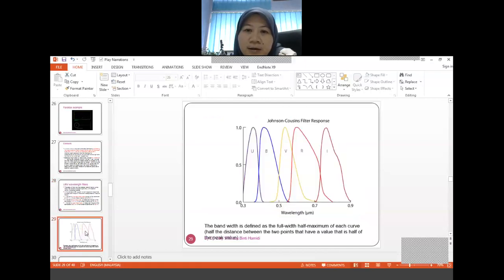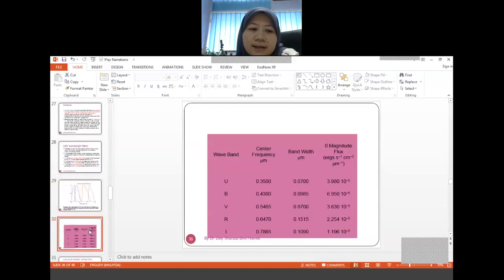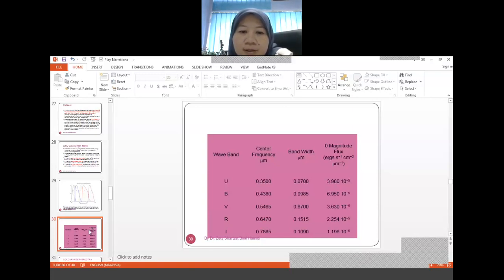We also have the Johnson-Cousins filter response, which adds the R and I filters, and this extends up to the infrared. So it covers the visible wavelengths and also the infrared. This is part of the center frequencies, the bandwidths, and also the magnetic flux, based on UBVRI. The important thing is you need to roughly know the center wavelength. For instance, ultraviolet is about 0.35 micrometers, and visible is about 0.55 micrometers. So you can know where the center is, and at the same time the value of the bandwidth for each waveband.